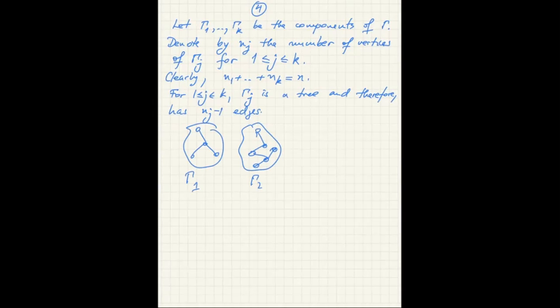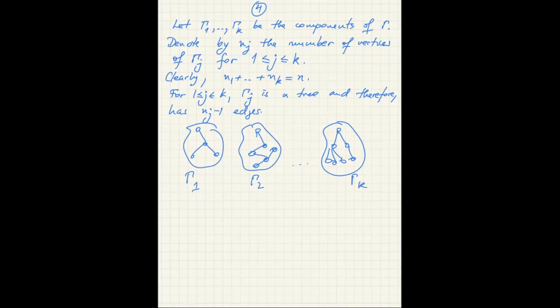This is gamma 2, and so on. And this is, let's say, gamma k. So there are no edges in between. There are no edges between them because that would contradict the definition of a component, which is a maximal connected subgraph.